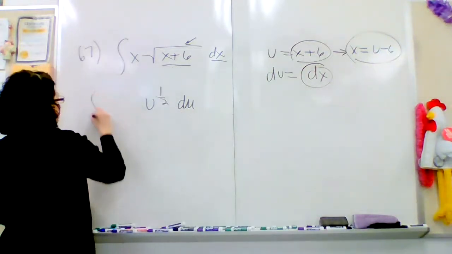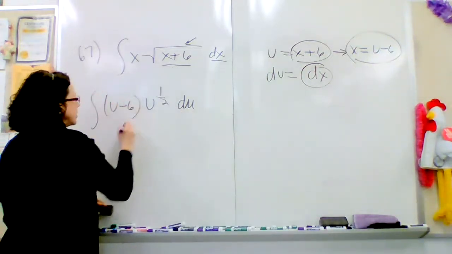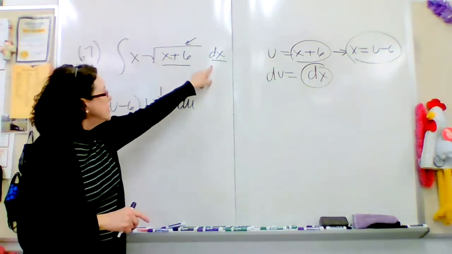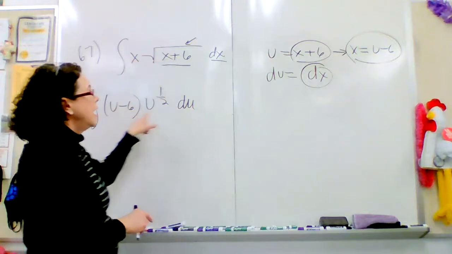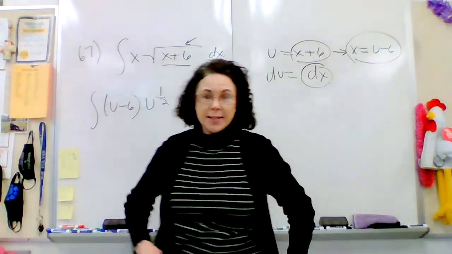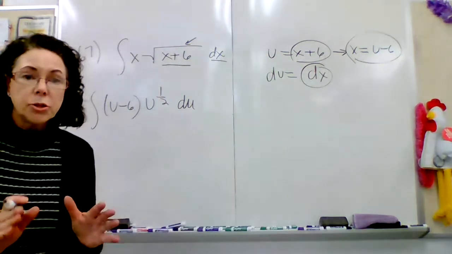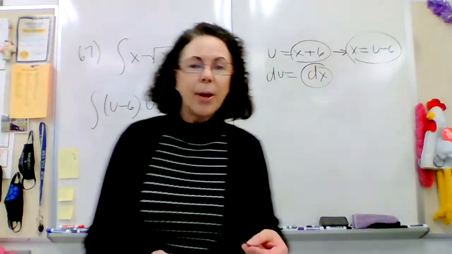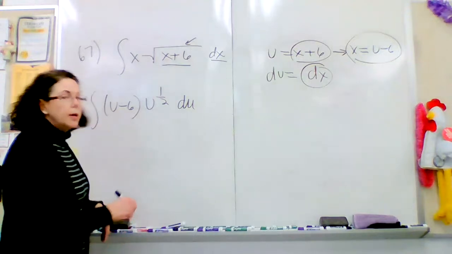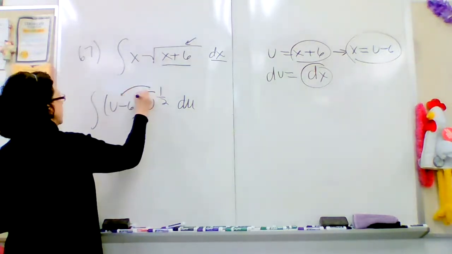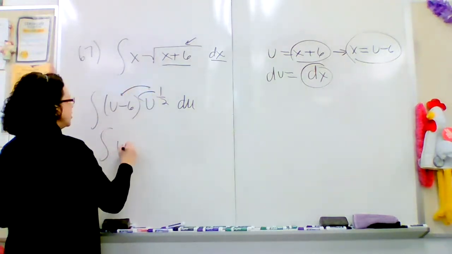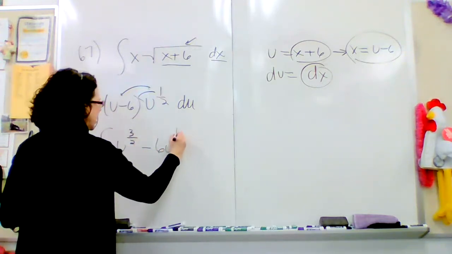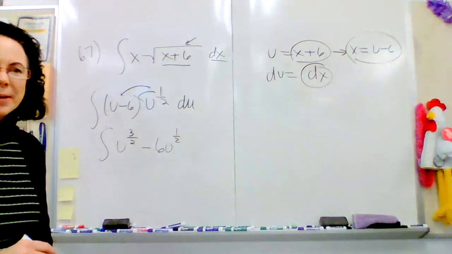Let me give myself some room. All right, let's look at that again. u to the 1/2. My dx is du, and this x I replaced with u minus 6. So that's why you have a double substitution. You use your u expression in two ways. Okay. We need to multiply. Let's multiply, and we have u to the 3/2 minus 6 u to the 1/2 is now what I'm going to integrate.